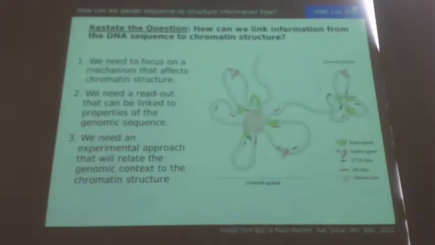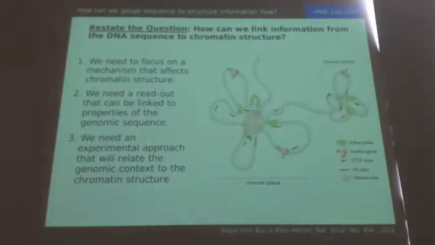So how one goes about this, you have to try to restate the question. So how can we link the information from the DNA sequence to the chromatin structure? And for one to try to give an answer to this, it would take, first of all, to focus on a mechanism that affects the organization in three-dimensional space, the chromatin structure. But you would also have to have a readout that could be linked to properties of the sequence.